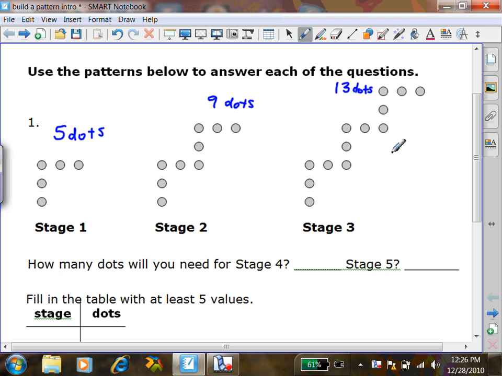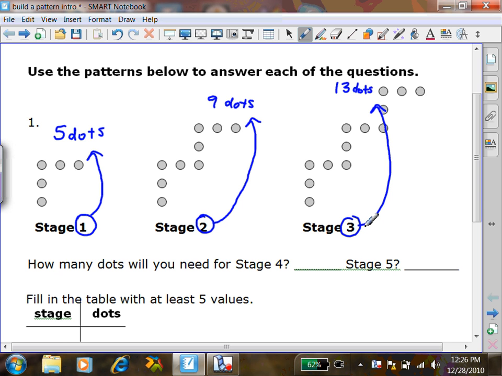Okay, so based on this pattern that we have so far, if we were to continue with the same exact pattern, our goal is really to say, all right, is there a connection between this number and the number of dots? And then I want to find the same exact relationship between this number 2 for stage 2 and 9 dots, and this number 3 and these 13 dots.